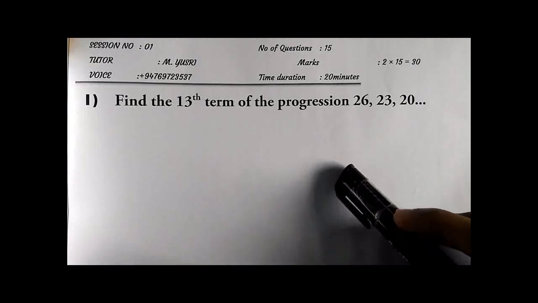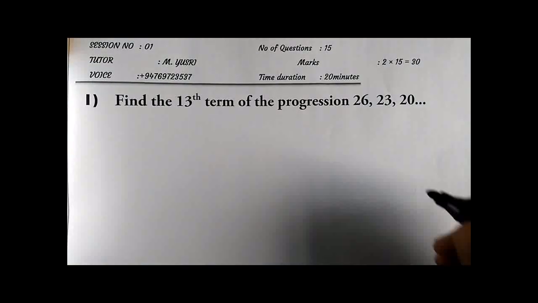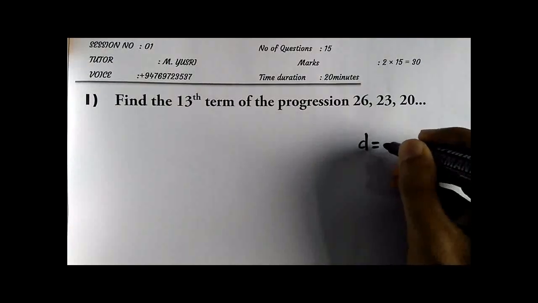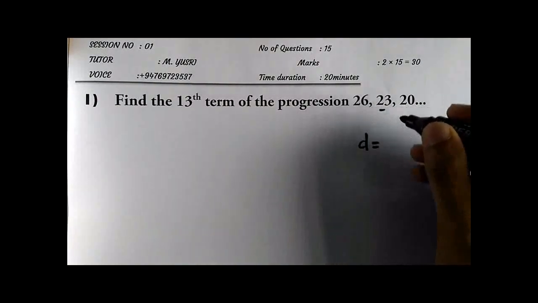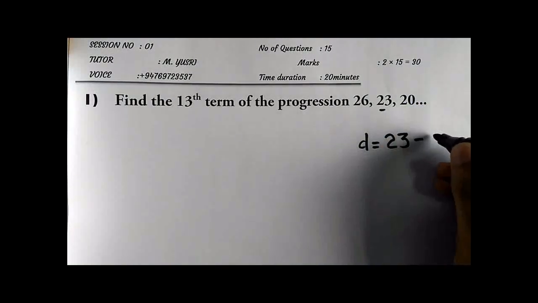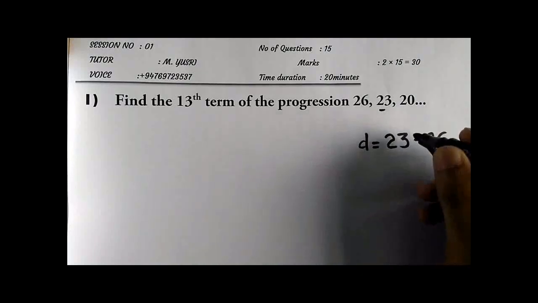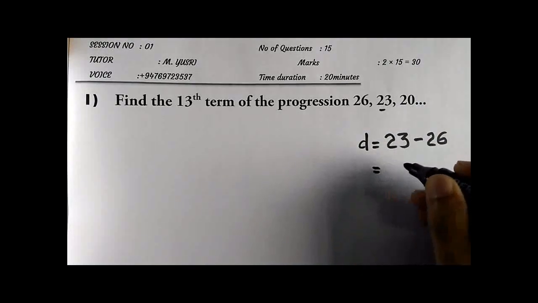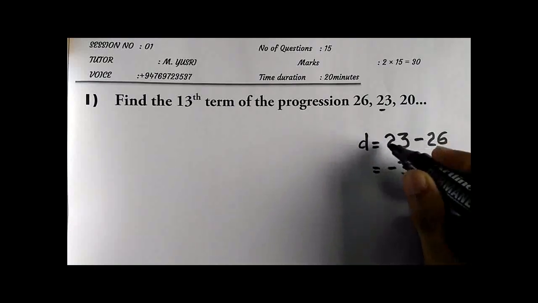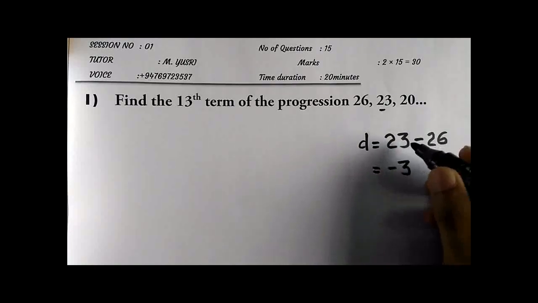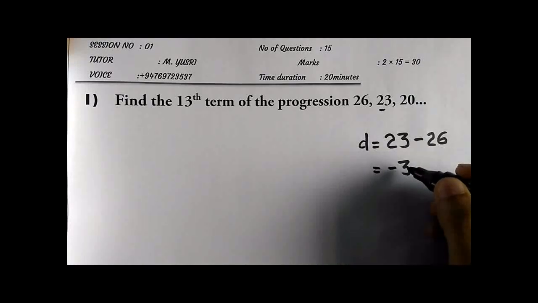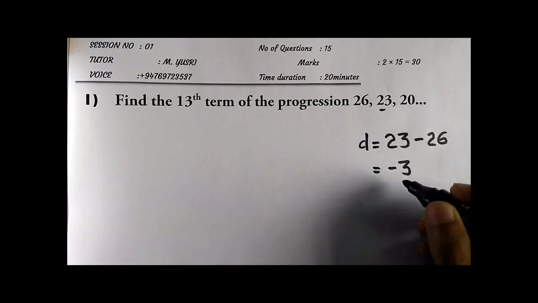So how to find out the 13th term? This is the first step. First of all, we have to find D, the common difference. To find the common difference, we choose one number. I am taking 23 and we subtract the preceding number, which is 26. 23 minus 26 is minus 3. If the signs are different, we subtract. The difference is 3, and the minus sign is the highest. So the common difference is minus 3.